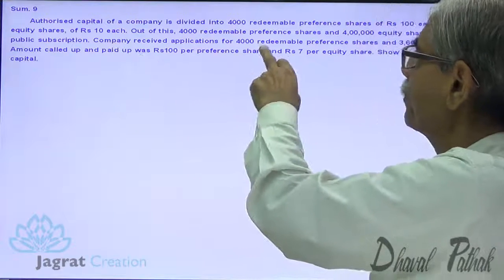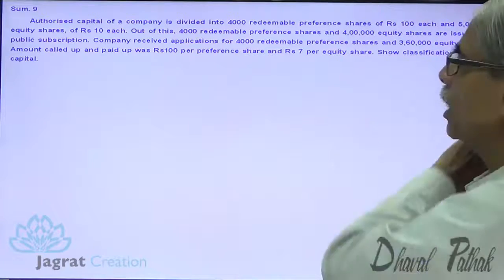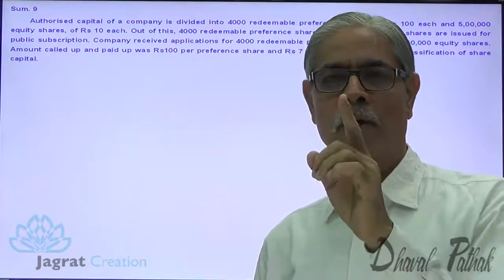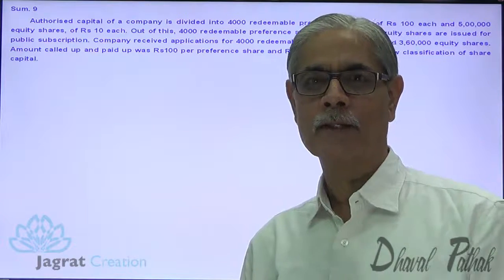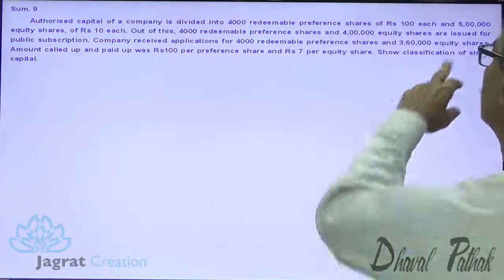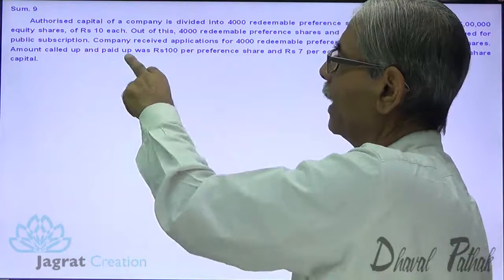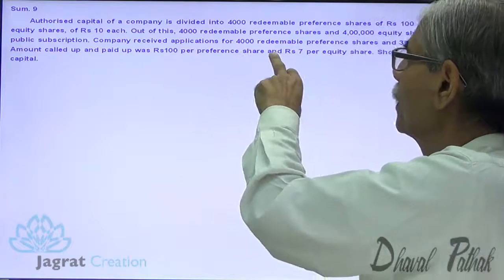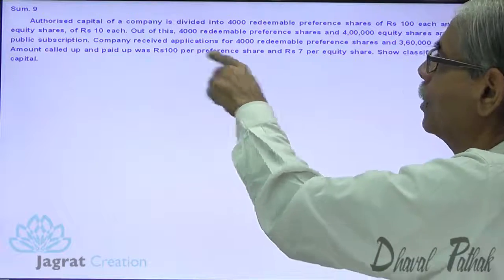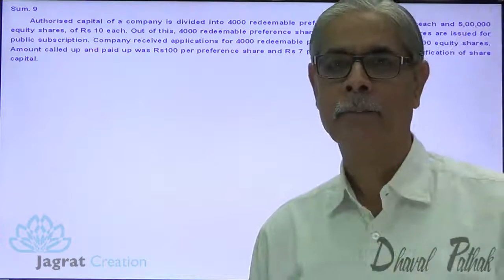Company received applications for 4,000 redeemable preference shares and 3,600 applications are received for equity shares. So full subscription for preference shares and under subscription for equity shares. Amount called up and paid up was rupees 100 for preference shares and 7 per equity share. So out of 10, 7 rupees are called. Show the classification of share capital.